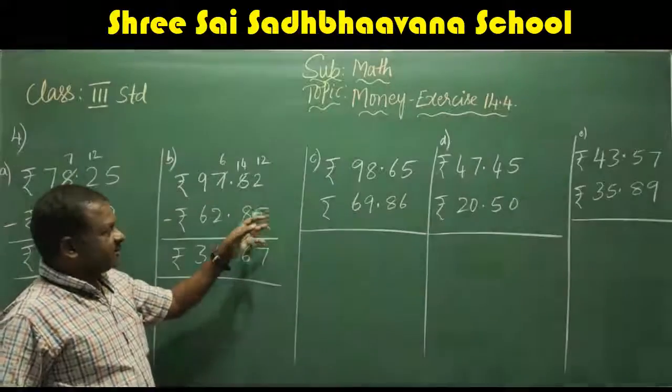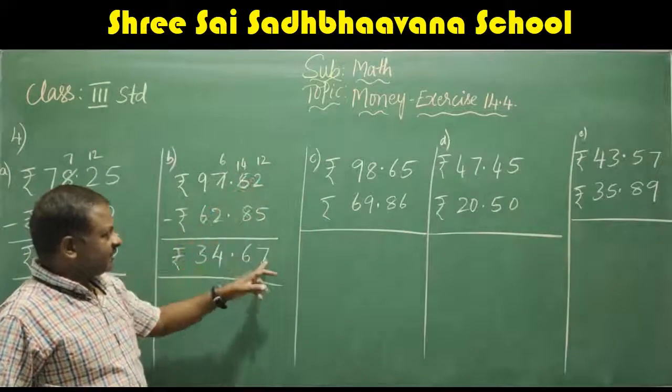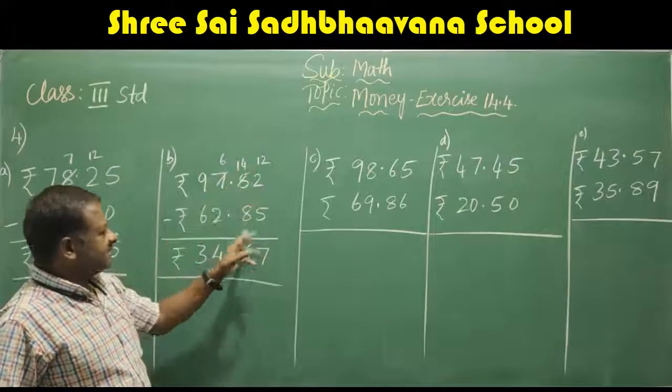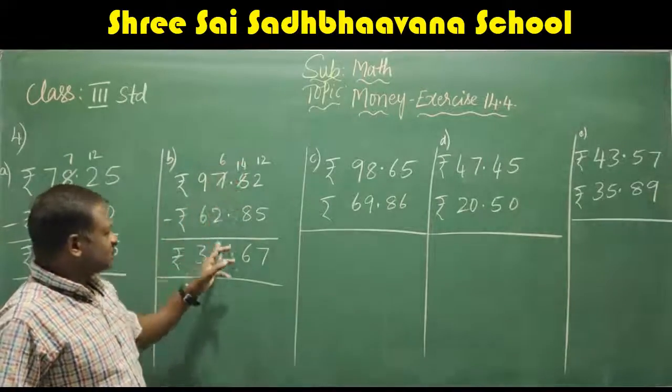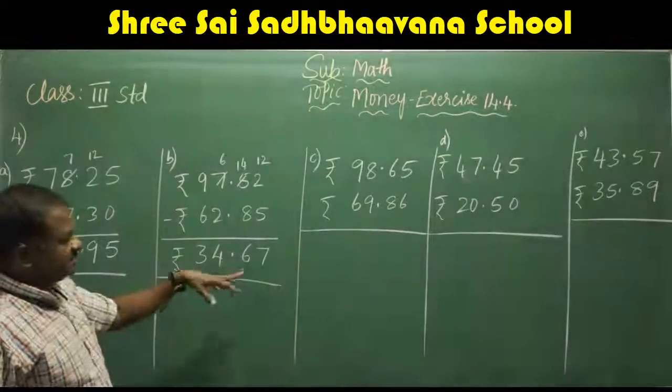2 minus 5, it is not possible to subtract 5 from 2. So take carry from here. This becomes 12. 12 minus 5, 7. This is 4. Take carry from here. 14 minus 8, 6. This becomes 7. 6. 6 minus 2, 4. 9 minus 6, 3. Once again I will cross check.